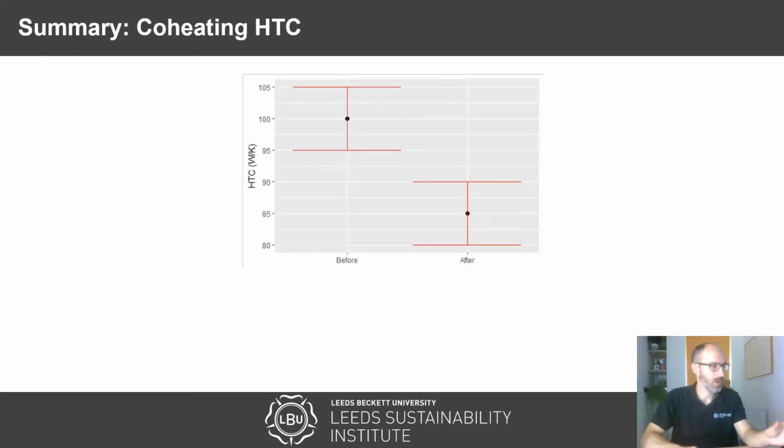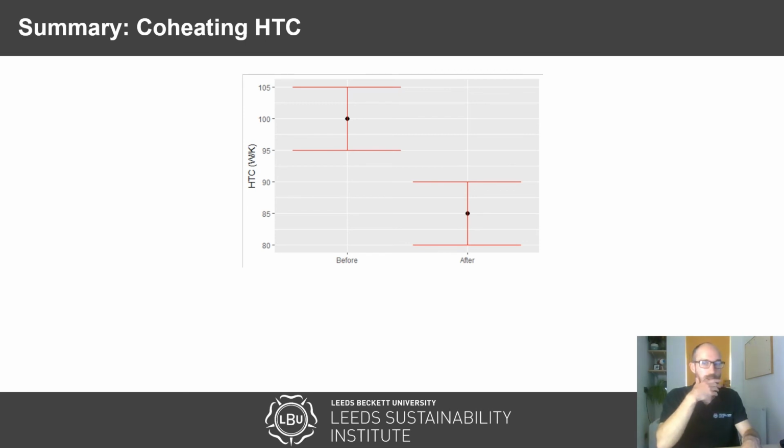So in the last minute and a half, I would like to talk about where the coheating method may sit in the future of building performance evaluation. And to do that, I've got a couple of graphs like this, where we have the HTC before insulation product and after. The red bars are error bars, and we tend to say that if error bars don't overlap, then we have a significant difference.